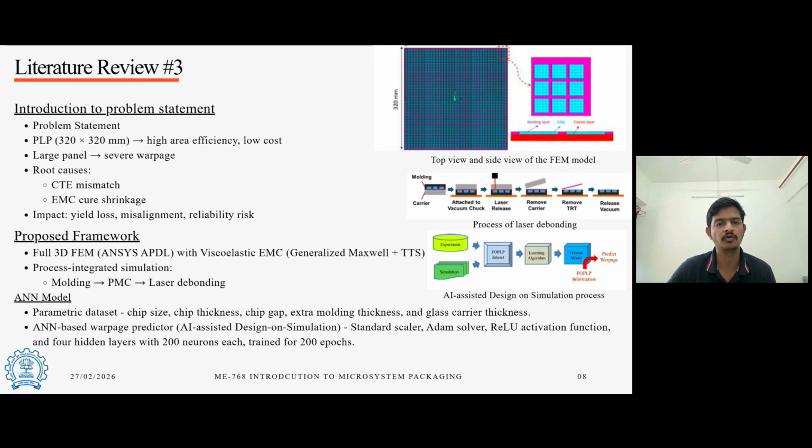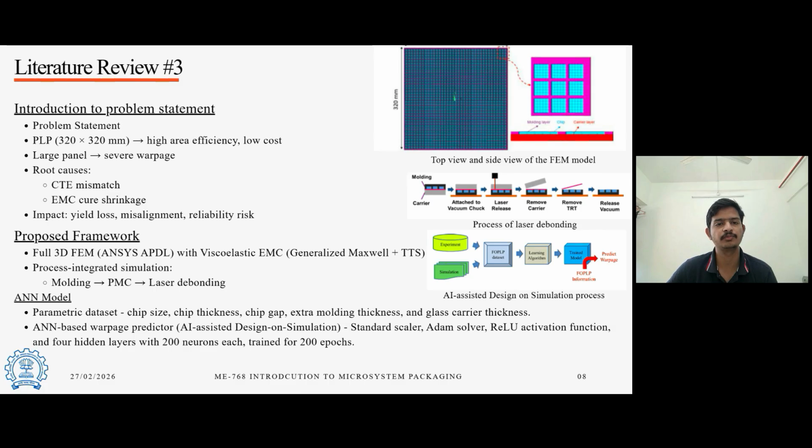First, mismatch in the coefficient of thermal expansion between different materials during thermal cycling. Second, curing shrinkage of the epoxy molding compound, or EMC. These effects become significant during molding, post-mold cure, and especially during debonding. To address this efficiently, the authors proposed a design and simulation framework using finite element method combined with AI assistance.